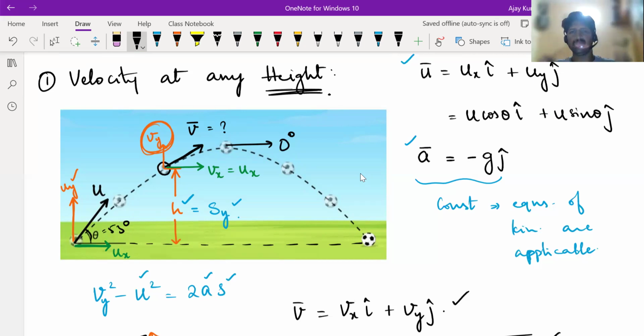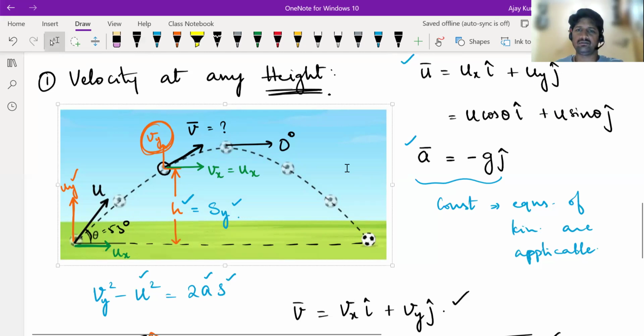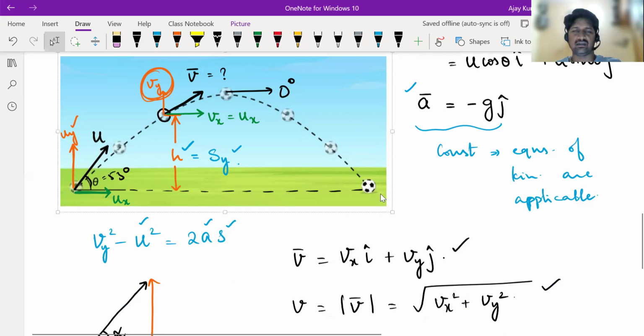Okay, so simple idea, you can split 2D motion into two independent one-dimensional motions. Once you do that, you can find out everything about the object. Okay, hope the idea is clear to all of you. Let us solve one question based on this. Any questions? Like any doubts?